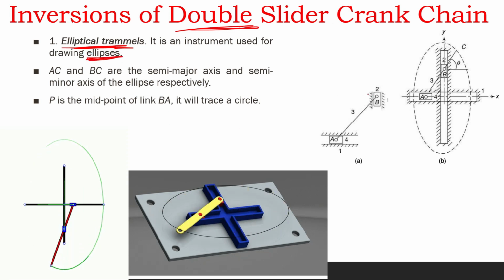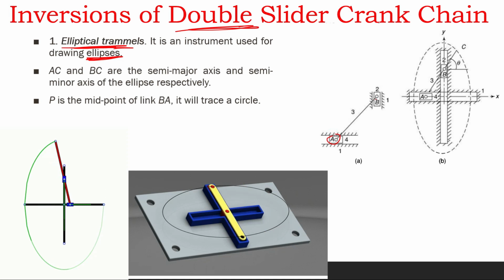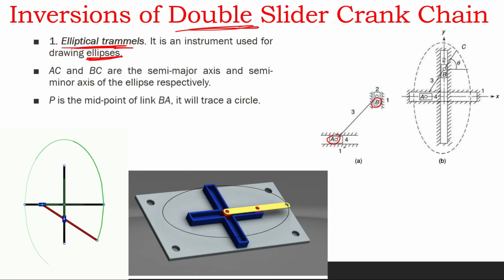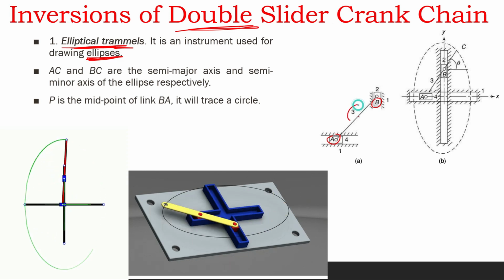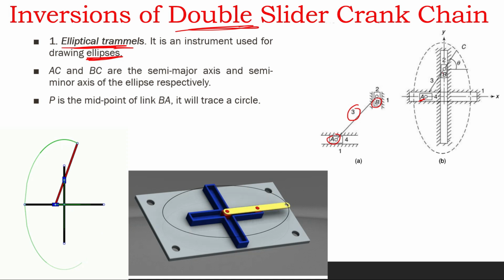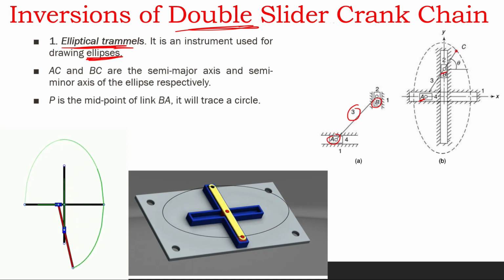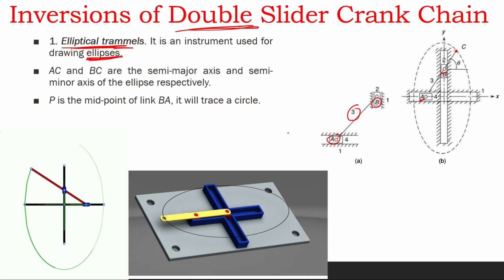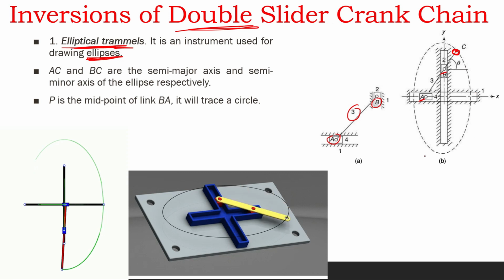So here you can see this is the geometry, this is point A and this is point B, and I can say this is link number 1, that is fixed. Link number 4 is this slider, link number 3 is this connecting rod, and link number 2 is this slider, and these are the points. A is a point on link number 4, and B is a point on link number 2, and C is somewhere here. So when you rotate this like this, then if you fix a pencil or pen on this point, then this point will trace a path which is the shape of an ellipse. Okay, that is why it is called the elliptical trammel.